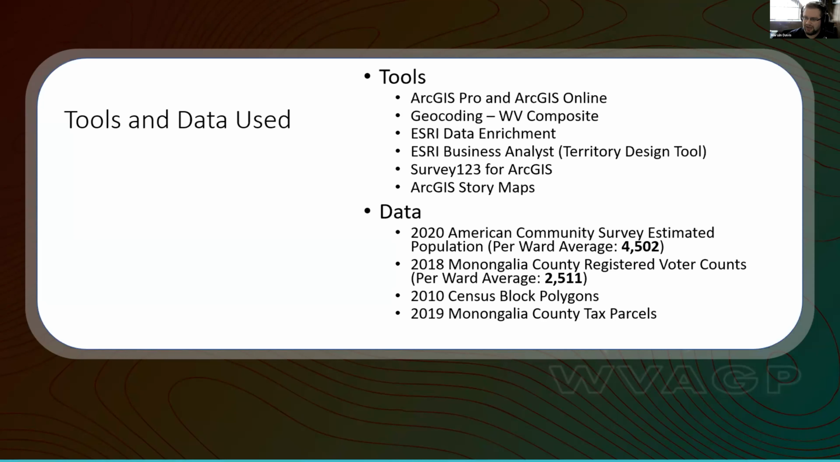Just to touch on data again: the American Community Survey estimate from 2020 and the 2018 Monongalia County registered voter counts. We utilized a mix of the 2010 census block polygons and the 2019 Monongalia County tax parcels. The only reason that we merged those two together was to have a segmented city of Morgantown that did not leave out areas such as street rights of way or anything of that sort, because the question would be regarding the data enrichment tools that are in ArcGIS.